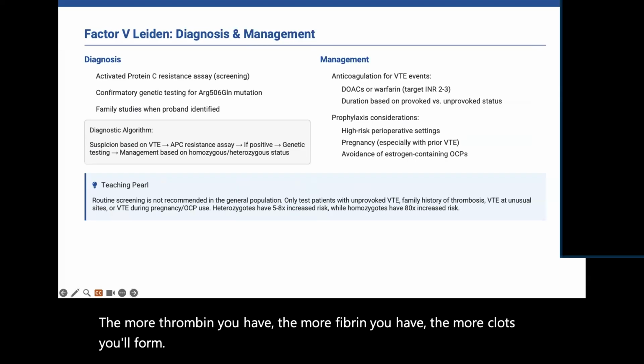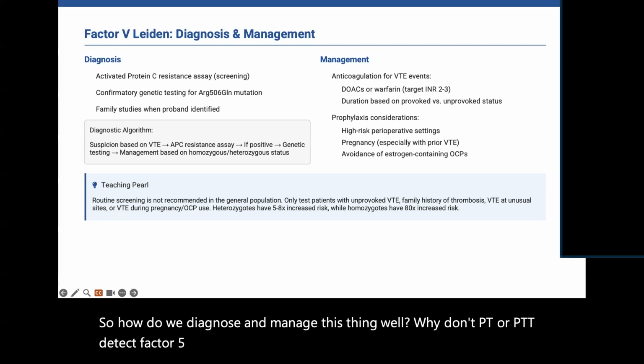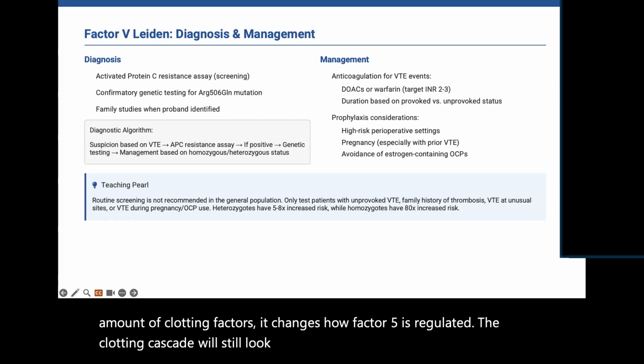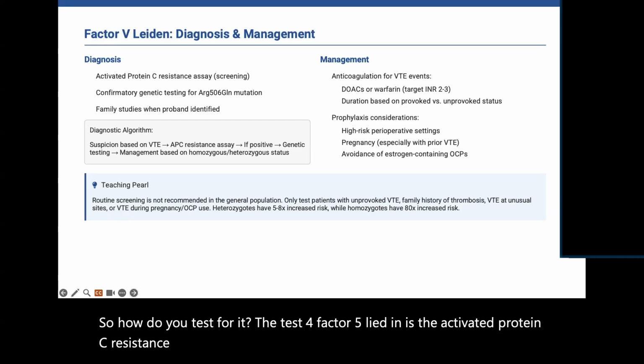All right. So how do we diagnose and manage this thing? Well, why don't PT or PTT detect factor V Leiden? Well, because factor V Leiden doesn't change the amount of clotting factors. It changes how factor V is regulated. The clotting cascade will still look normal in someone with factor V Leiden. So how do you test for it? The test for factor V Leiden is the activated protein C resistance assay. It's the APC resistance assay.